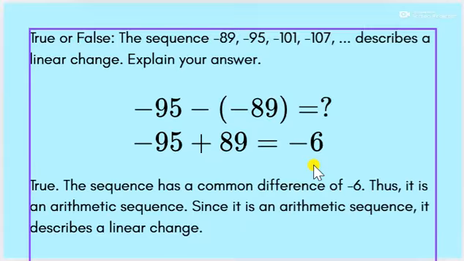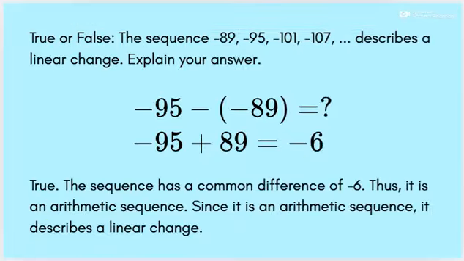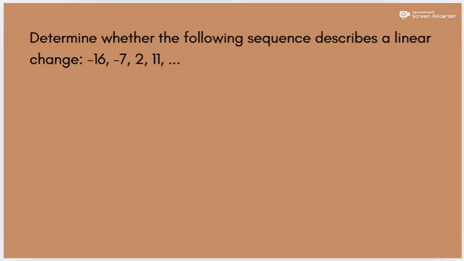We need to double check this with other numbers to make sure that it's the same for everything. So negative 101 minus negative 95, which would be plus 95, is also negative 6. Negative 107 plus 101 is also negative 6, so it is true. The sequence has a common difference of negative 6. Thus, it is an arithmetic sequence. Since it is an arithmetic sequence, it describes a linear change, which means it makes a nice, pretty, straight line.